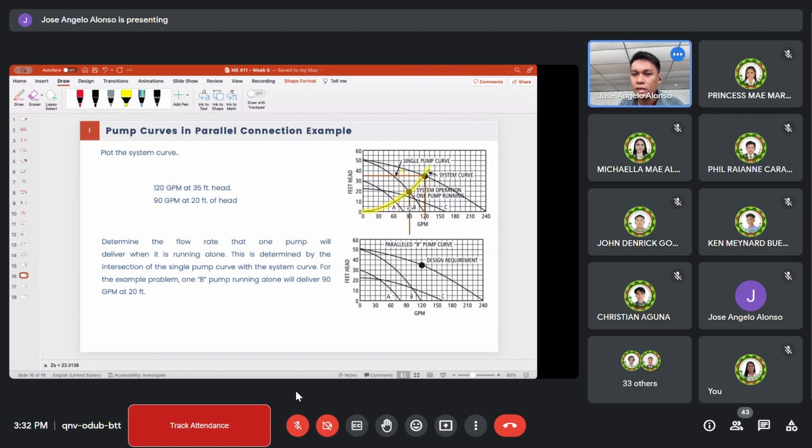So if nag-fail yung pump, i-connect lang natin yung system curve natin kung saan nag-intersect siya sa ating single pump curve. So let's connect it here. Let's match it here. Then, ang makukuha natin na bagong operating condition kapag nag-fail yung isang pump is 90 gallons per minute at 20 feet of head. So hindi tayo makapag-produce kung ini-expect natin na 60 gallons per minute at 35 feet of head pa din.